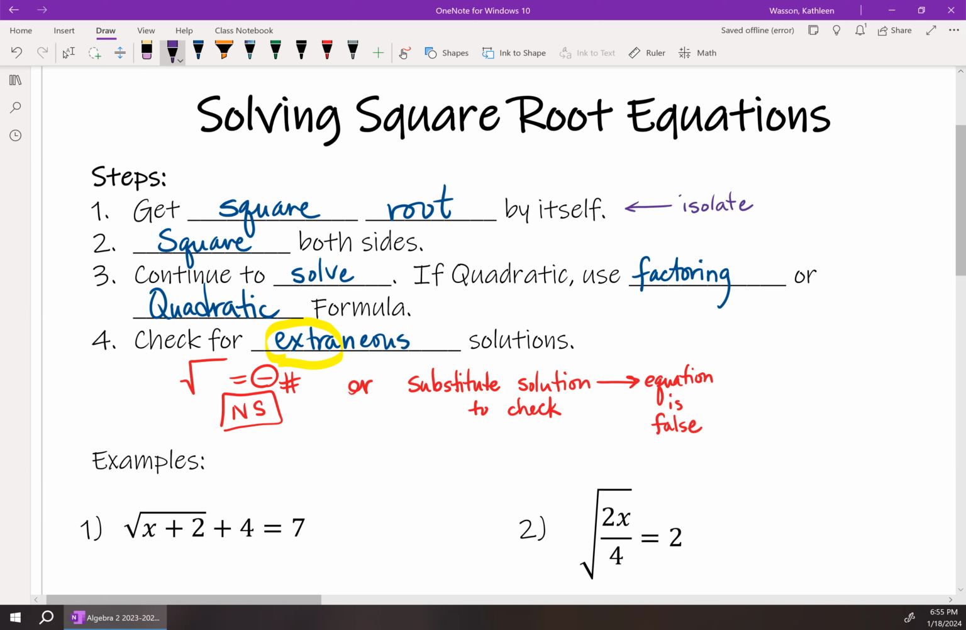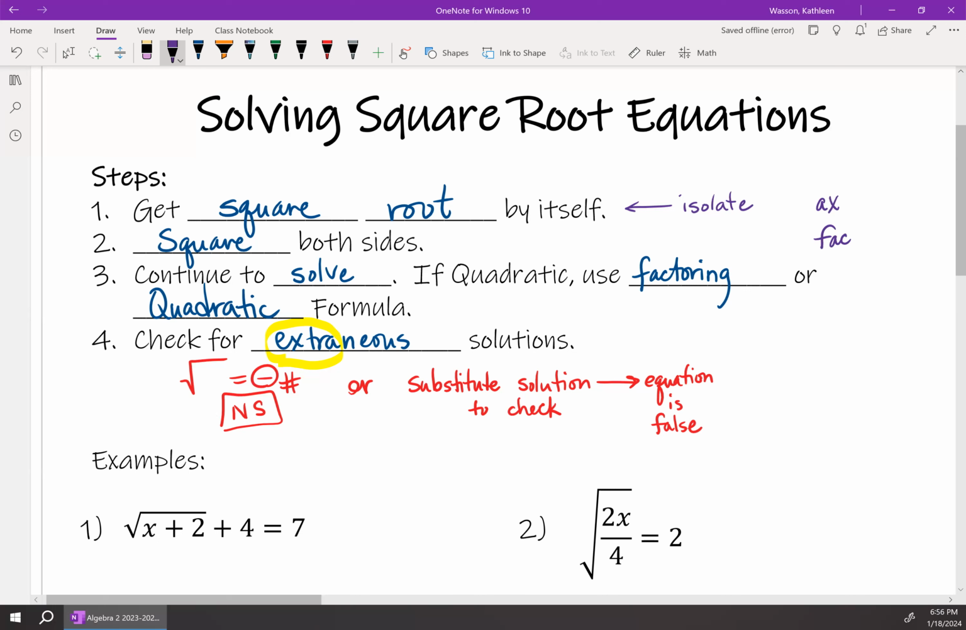Then you would square both sides because to square something is the opposite of taking the square root. Then you continue to solve for the variable. If you have a quadratic equation, you can use factoring, which is a little quick hint here. For factoring, you would need, let me start here.